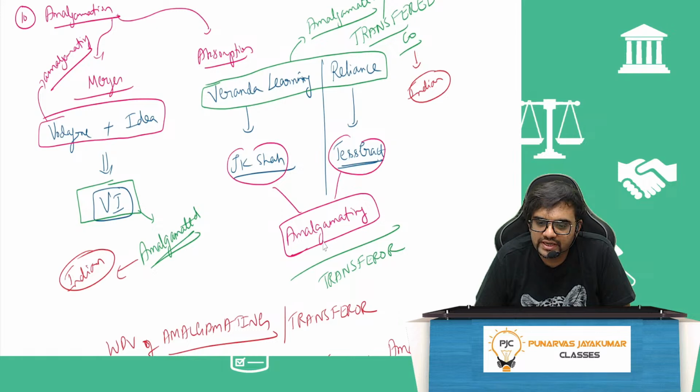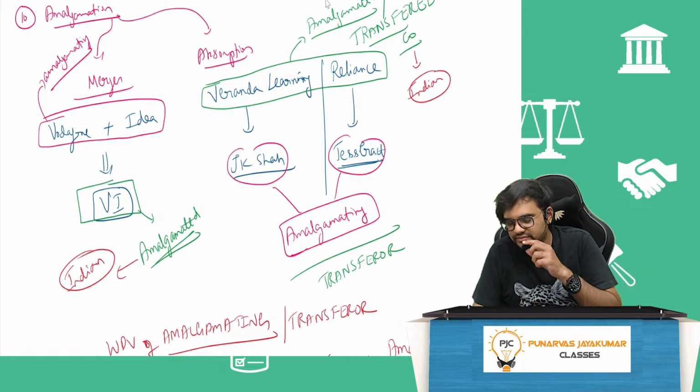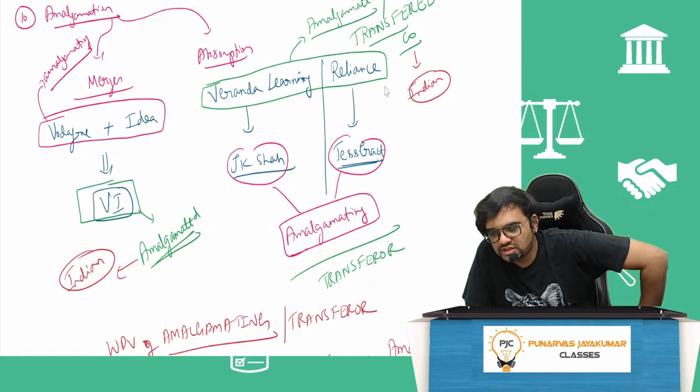So what is the amalgamating company? JK Shah. What is the amalgamated company? Veranda Learning. So the transferee company is the Indian company. Whatever WDV JK Shah recorded it at, the same should be recorded by Veranda Learning. Similarly, Vodafone and Idea merged to become Vodafone Idea.